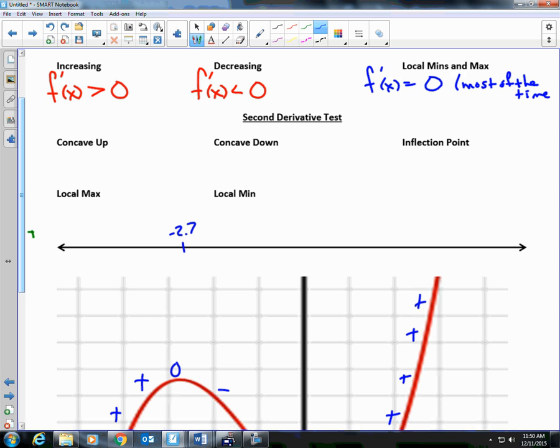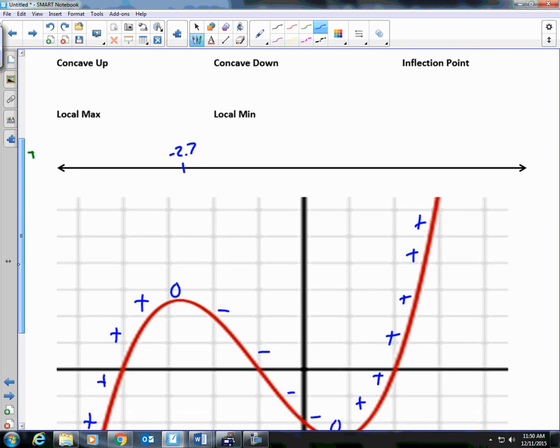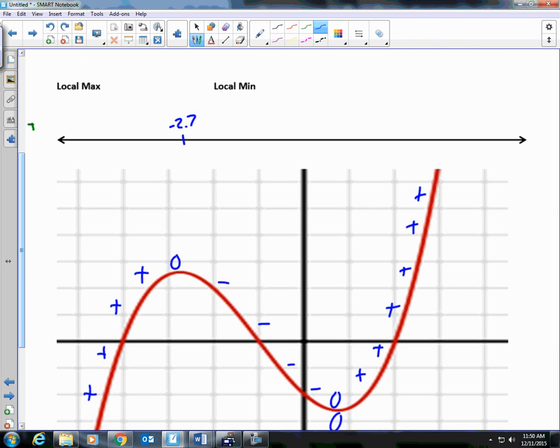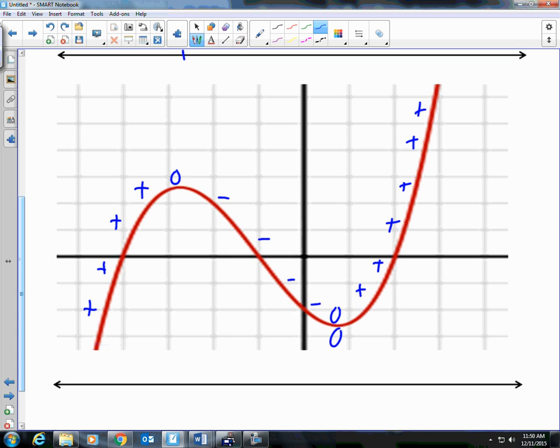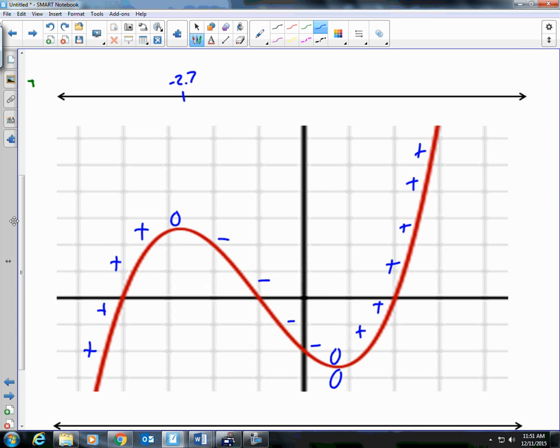this is not actually part of the definition of a local max or local min. What we really want to look at is f prime of x changes sign. So at a local maximum, it changes from positive to negative. At a local minimum, it changes from negative to positive, and as we see that, we can then state that there are local maximums and local minimums.